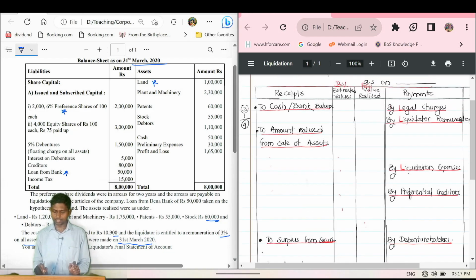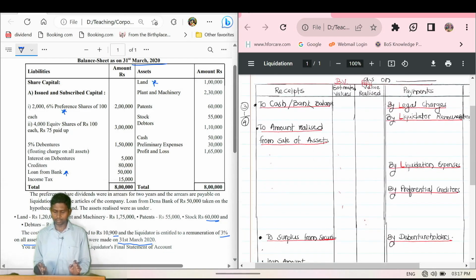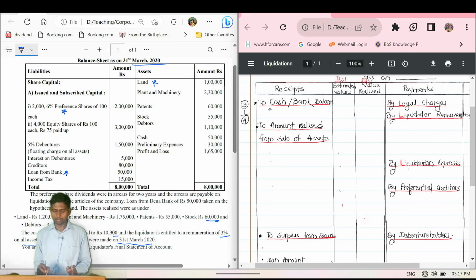Generally here you will find only assets. To write assets, we have the cash oblique bank balance category, the amount realized from sale of asset category, and the surplus from security category. Here you please write the opening balance. Anyone can write this category. Why? Because here we write the opening cash balance as well as the opening bank balance. Let it be a repetition of the previous video. In that video I already told you how to classify, where to write and all.